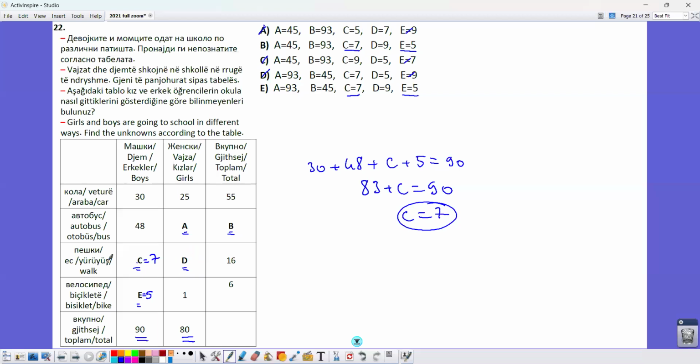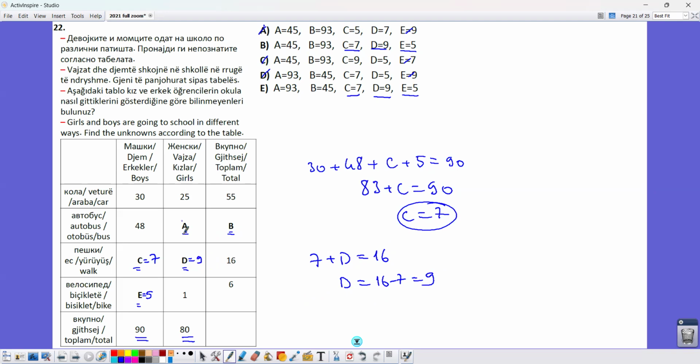Then let's find D. What it says here is that 7 boys plus girls, we don't know how many girls, are going to school by walking, and totally it's 16. So in this case, D is equal to 16 minus 7, which is 9. So D is 9. We found that D is 9.